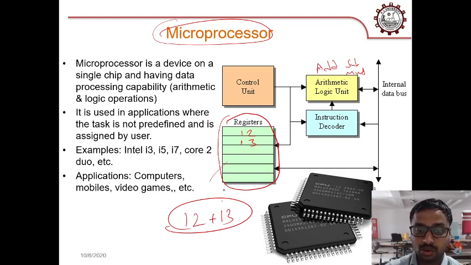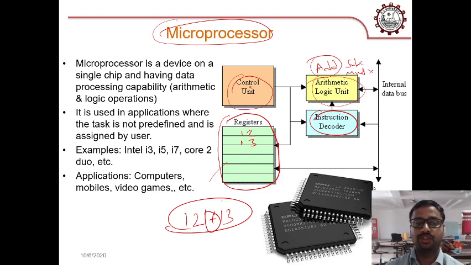Your registers will store the 12 and 13, and the plus will be decoded by the instruction decoder and will tell the arithmetic unit that, okay, you have to do an addition now. Okay, I need to use this block, not these blocks. This is done by the control unit. So overall, the processor operations are defined by the blocks that they have.